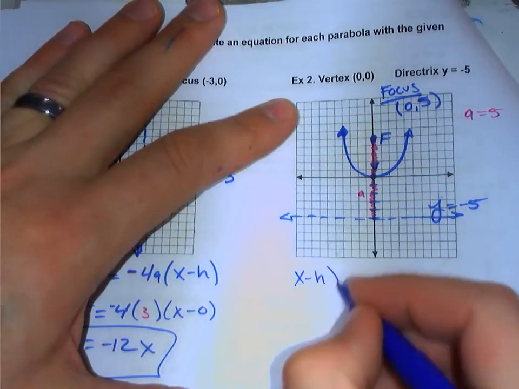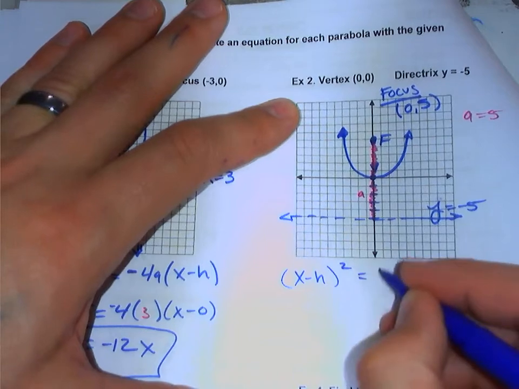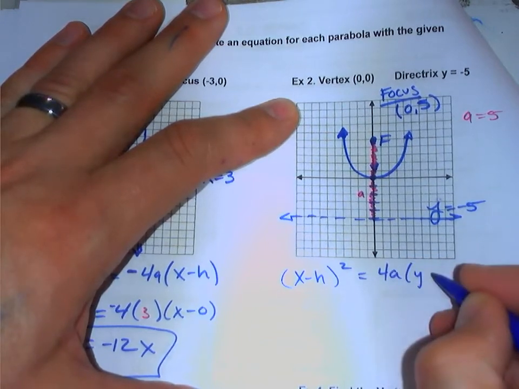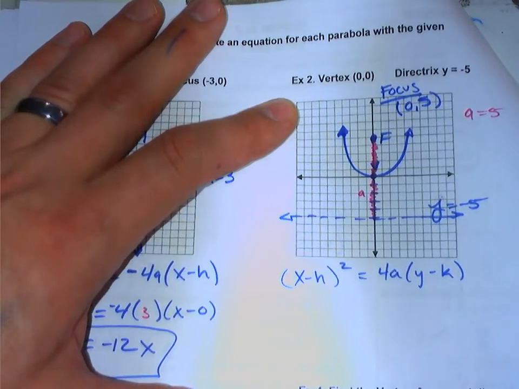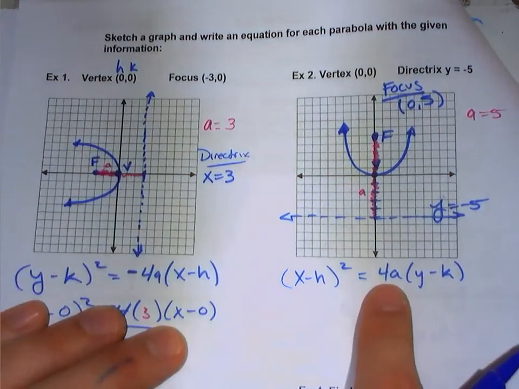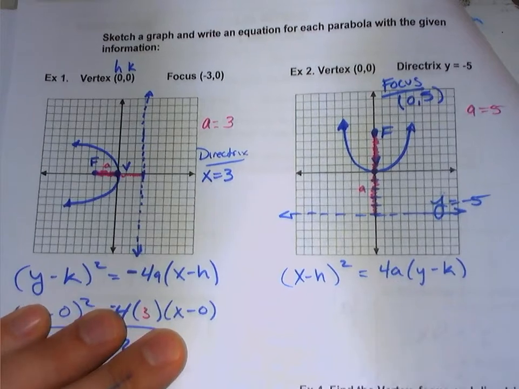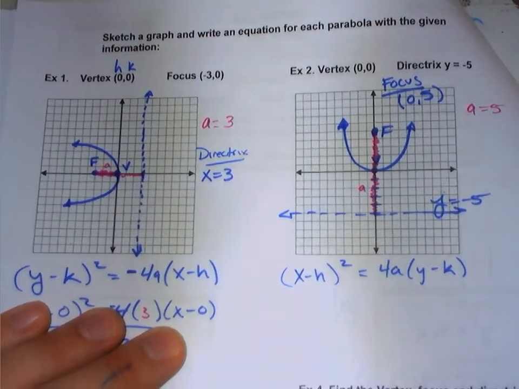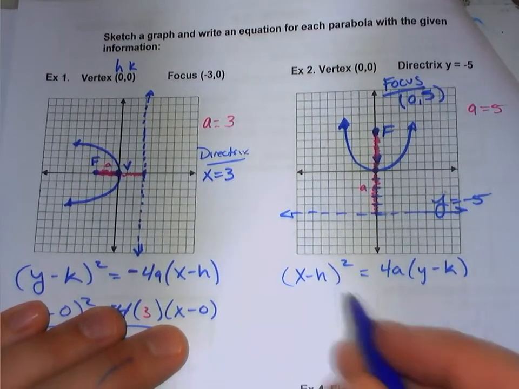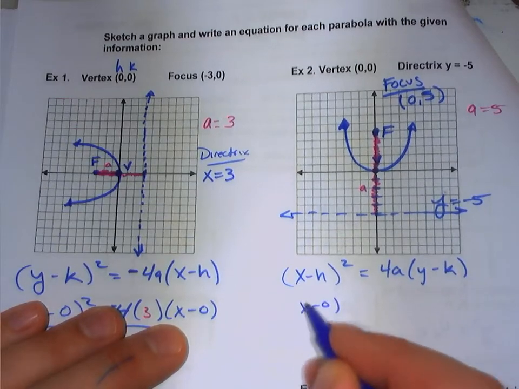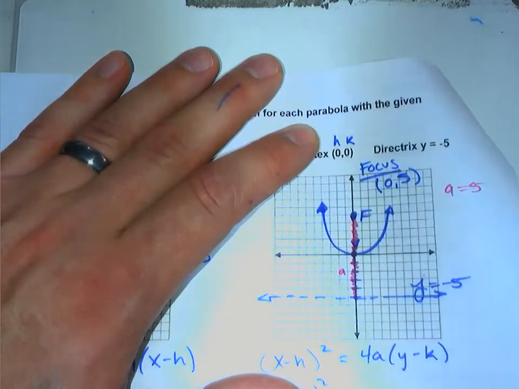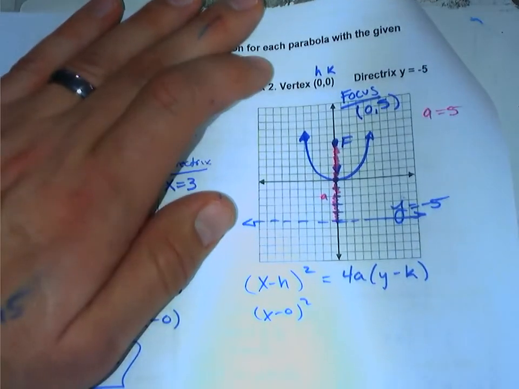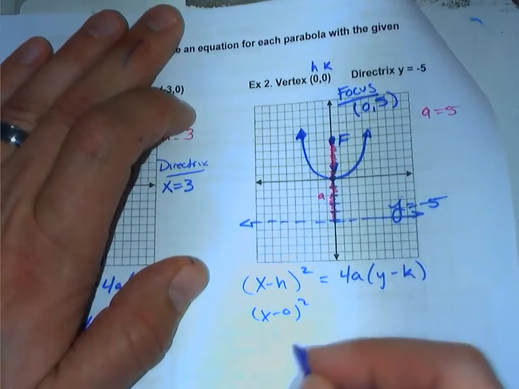So I got this guy. Notice the h is with the x, the k is with the y. And again, it's a smiley face, so this is a positive 4a this time. And now let's just plug those numbers in, right? So I have x minus 0. Again, my h and k is my vertex. H and k, put them right there. Okay, so I've got x minus 0 is just x squared.